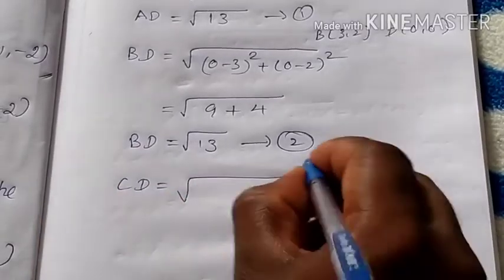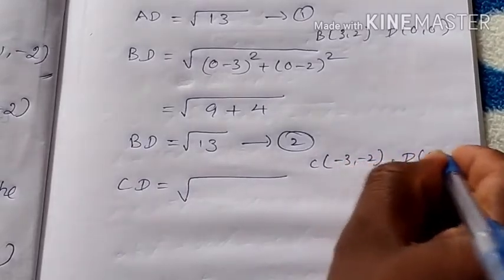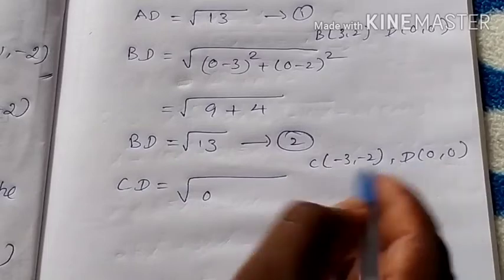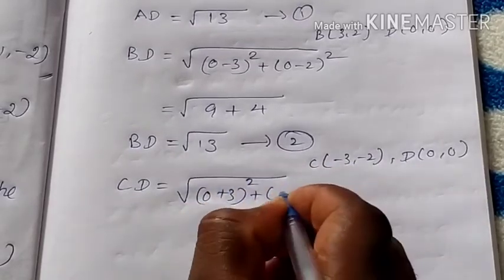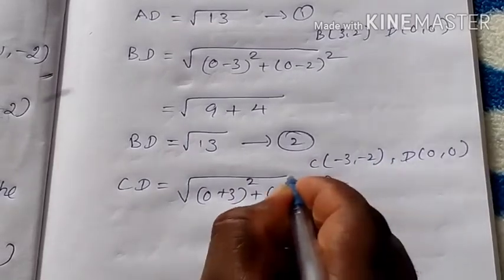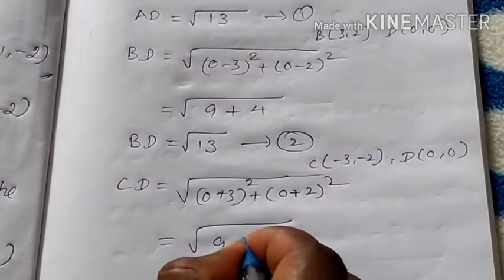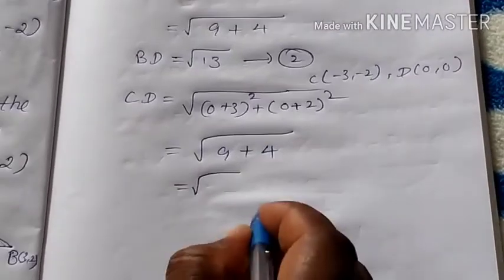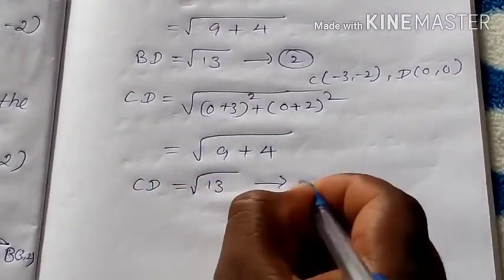Okay, next find the CD value. CD is equal to the square root of, C point is minus 3 comma minus 2, then D is 0 comma 0. Okay, x2 minus x1, so plus 3 the whole square plus y2 minus y1 the whole square, minus of minus plus 2 the whole square. Okay, the square root of 3 squared is 9 plus 2 squared is 4, which is equal to the square root of 9 plus 4, which is 13. CD is equal to root 13.